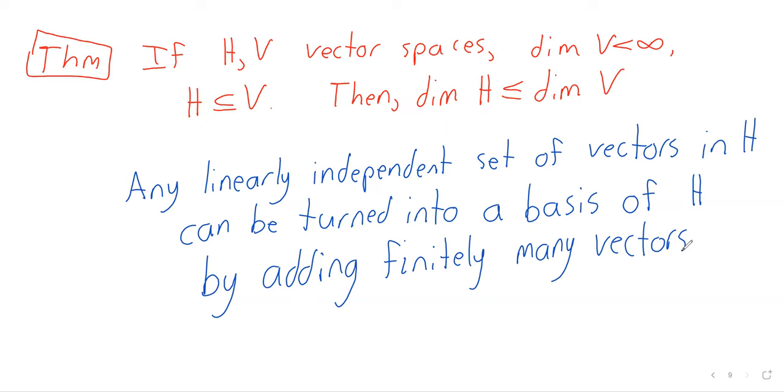So I don't want to give a formal proof of this. Obviously there's a lot of formality in mathematics, but I think a formal proof is kind of obscuring the intuition you should have, which is that the dimension is a measure of size. And of course, you can't have a big object contained inside a small object. If H is contained in V, H cannot be bigger than V.